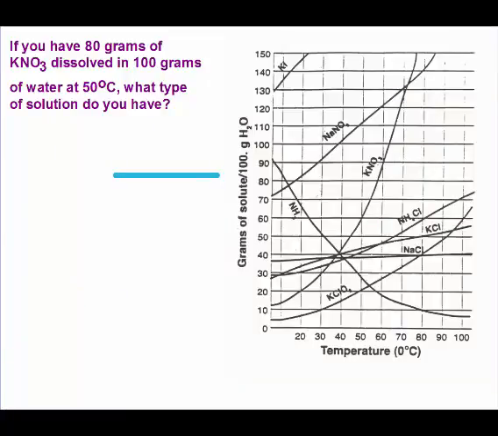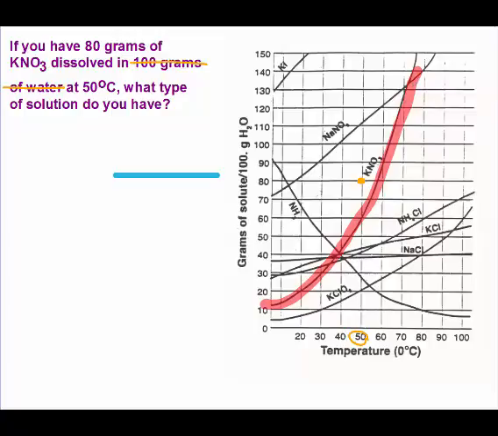All right, one more type of problem that you could see. It says if you have 80 grams of KNO3 dissolved in 100 grams of water, so I can ignore the 100 grams of water, at 50 degrees, what type of solution do you have? So 50 degrees and 80. You're going to draw a point at those coordinates. And then you need to see which line we're talking about. We're talking KNO3.